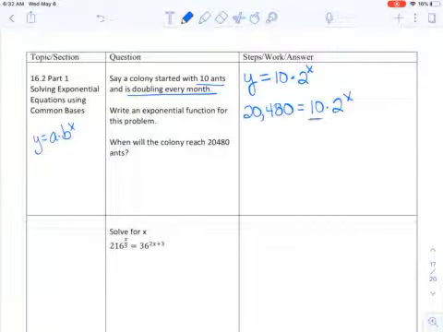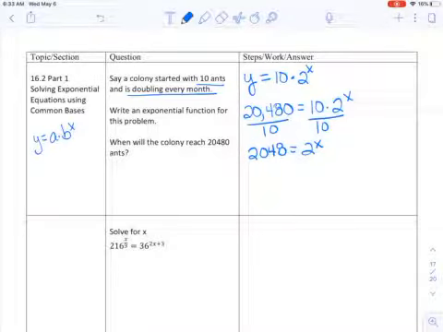Okay, so the first thing, we're going to get rid of this extra 10. Divide both sides by 10. So 2,048 equals 2 to the x power. Now, there's a couple ways we could do this. We could turn it into a log problem and use secret of the universe to solve it. However, I'm going to show you a different way because this one could easily be done with common bases.